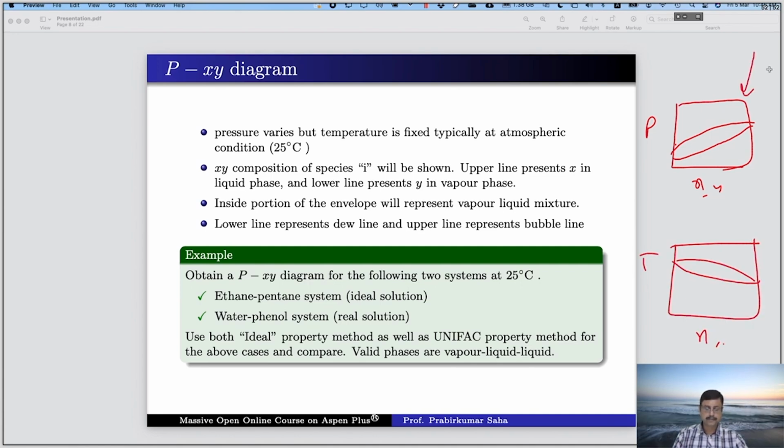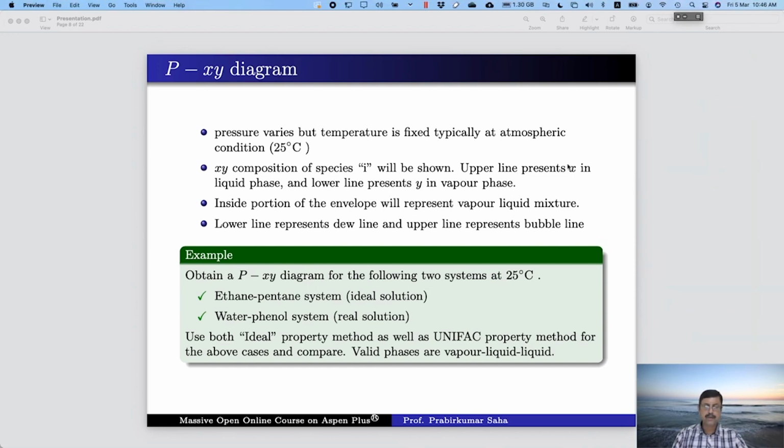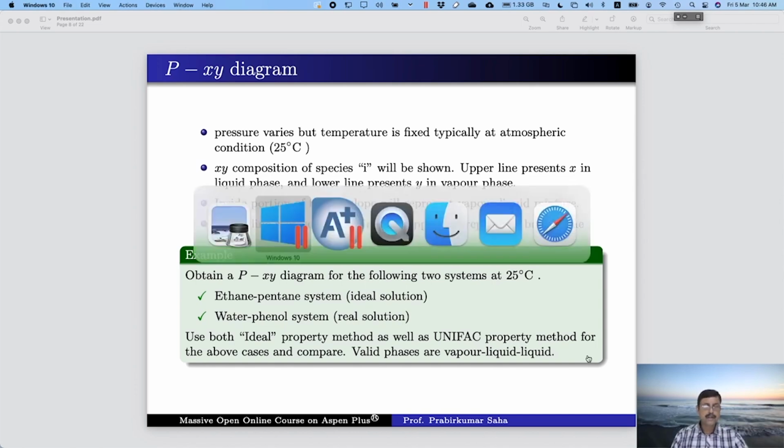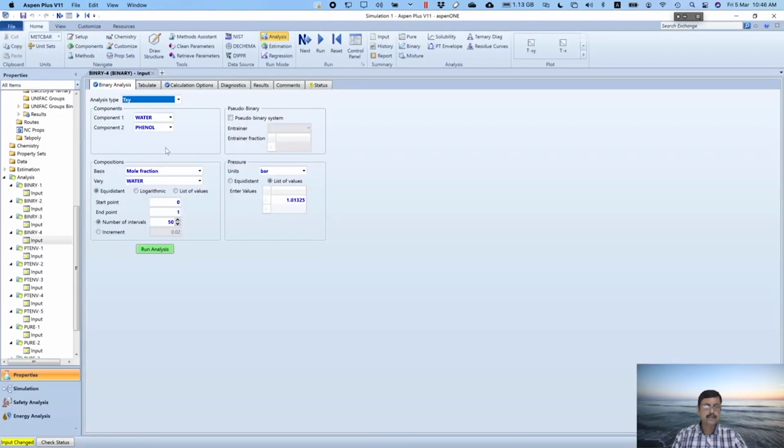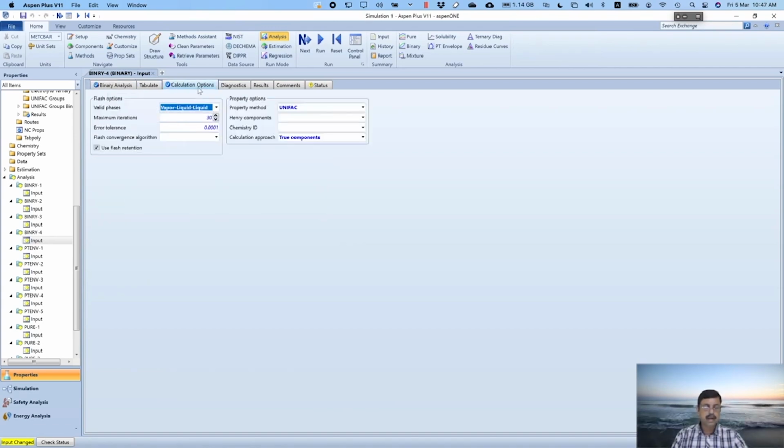So let us solve this problem. Obtain PXY diagram for the following two systems at 25 degrees centigrade. So our systems are same, the methods are same. We'll do only one of them, and the rest you can practice yourself. So for that, instead of TXY diagram, we'll have PXY diagram for water phenol. Calculation option UNIFAC, run analysis.